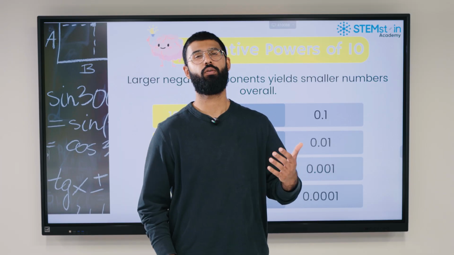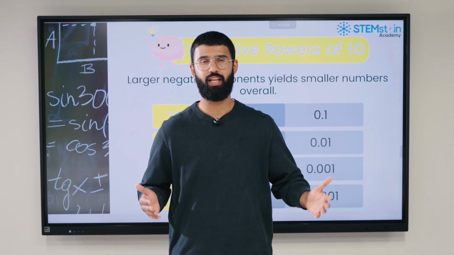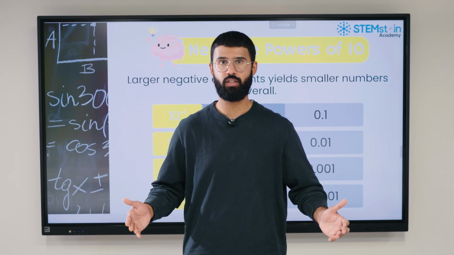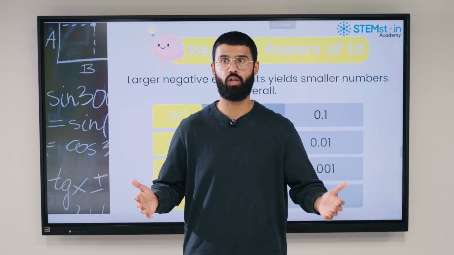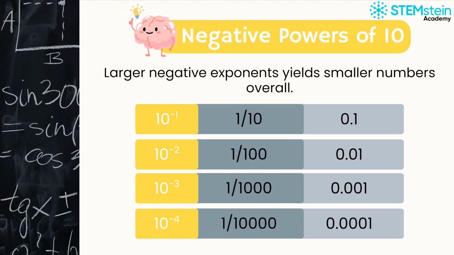It's important to note that there are also negative powers of 10. This means that the exponent is a negative number. What we have to do to evaluate negative exponents is simply find the reciprocal of the base. So if it was 10 to the power of negative 1, we simply write 1 over 10 to the power of 1. And then we evaluate the exponent as if it was positive.